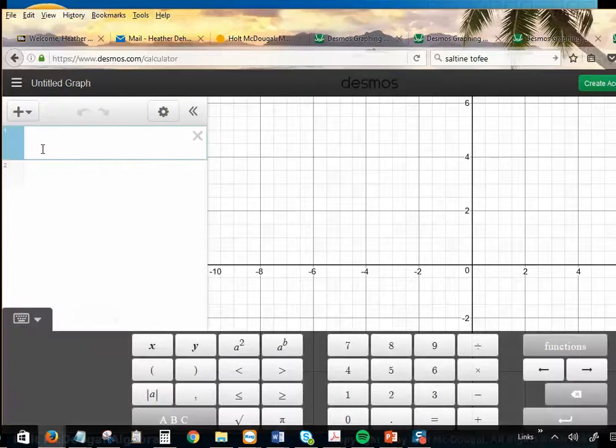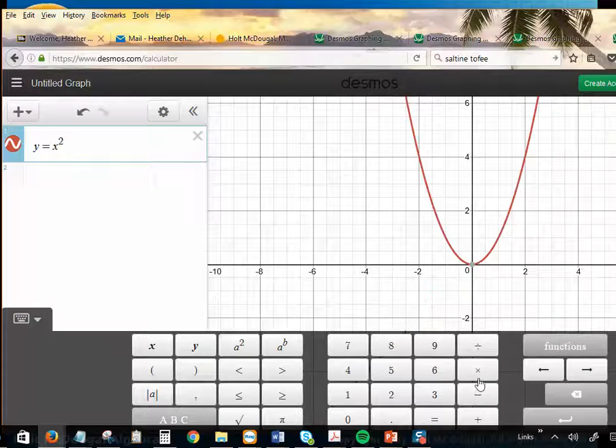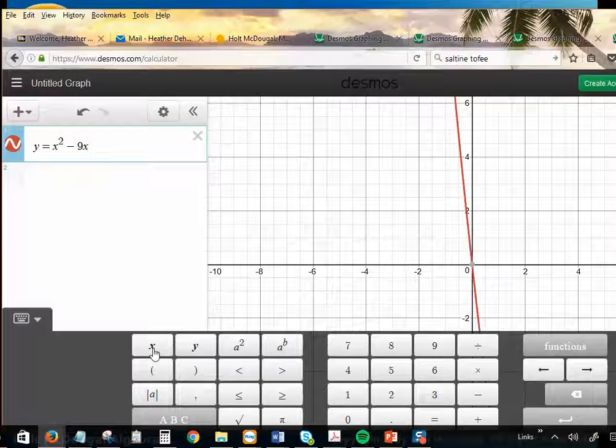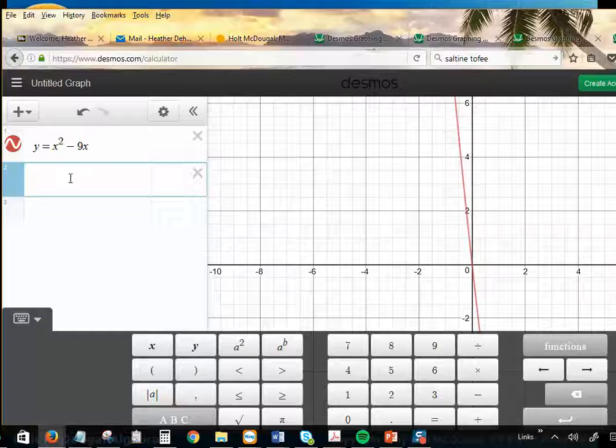We could use Sketchpad for this, but Desmos works so nice, and you've already got it open. So x squared minus 9x is our first equation to graph. And I'll zoom out in a minute. And the other one is y is equal to -18.